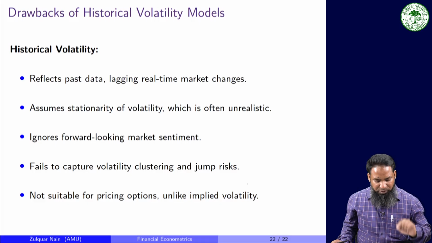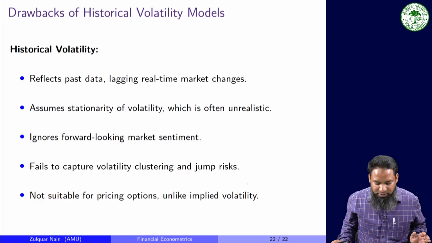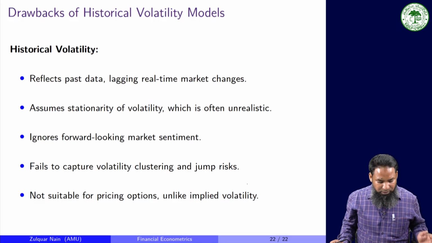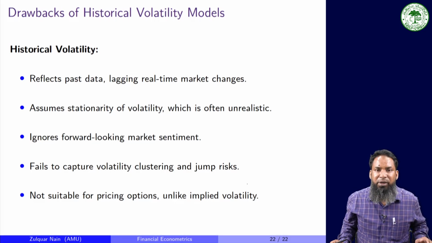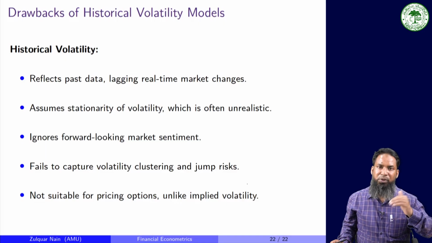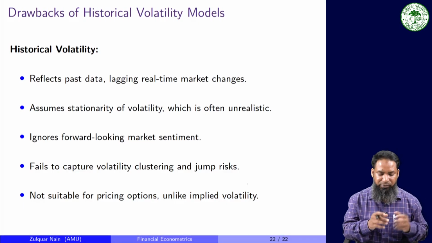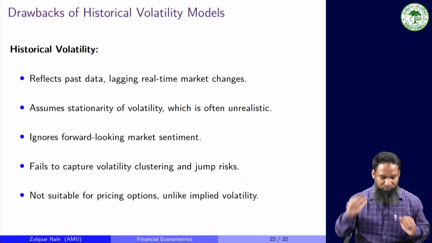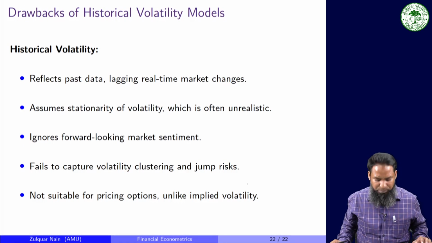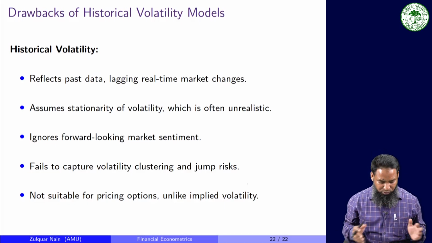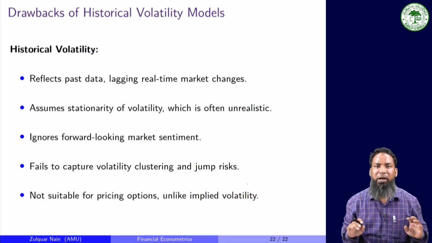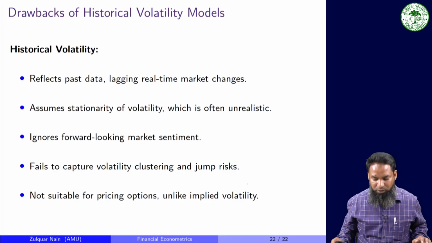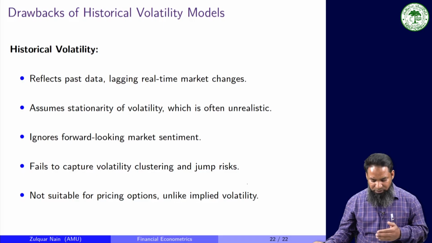Another drawback is that here we assume that the volatility is stationary, which is often unrealistic. It ignores forward-looking market sentiment. People do behave based on what is going to happen in the next period, but here we are looking backward. We are not considering expectations about the future. It also fails to capture volatility clustering and jump risk. It is also not suitable for pricing options, unlike implied volatility. So, we cannot use historical volatility in the option pricing formula. For that we use implied volatility.